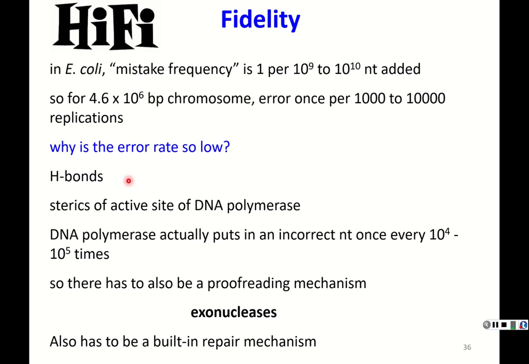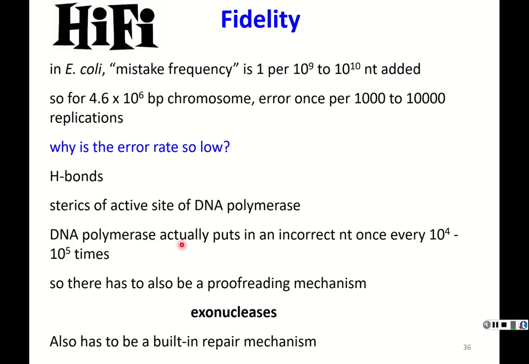Why is that error rate so low? Well, first you have the H bonding. The complementary base pairs, how they hydrogen bond together is pretty specific. So that drives some of this. You have the sterics of the active site of the DNA polymerase, so only certain nucleotide triphosphates can fit, one at a time, and then you also have that matching up to the complementary strand. Do the H bonds fit?